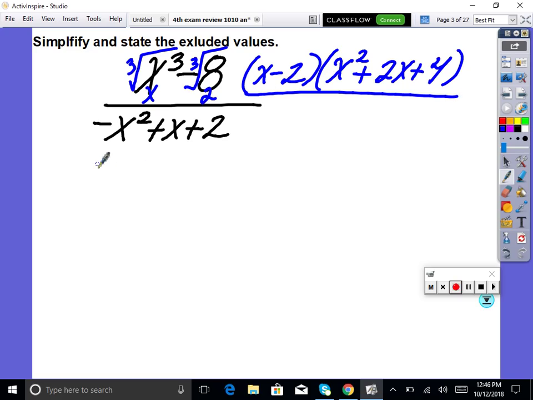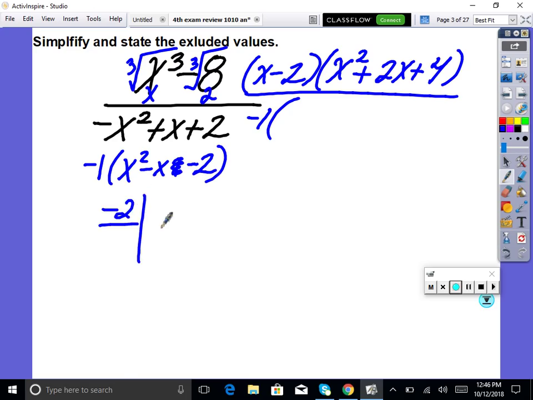Right here I'm going to pull out a -1 first. And then left would be x squared minus x minus 2. That's a -2. So then we would be doing what multiplies to be -2 and adds up to be -1. 1 times 2, -2. I can quick factor. So we have an x plus 1 and an x minus 2.